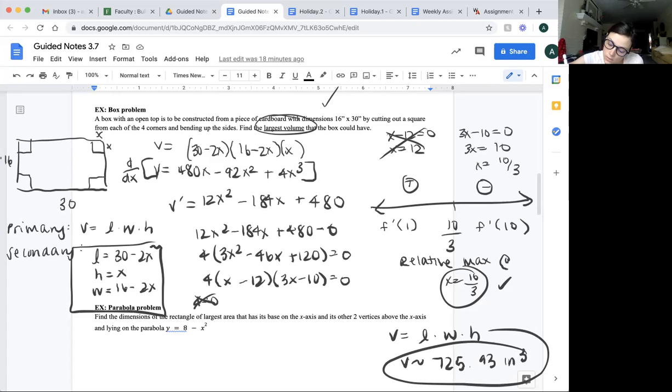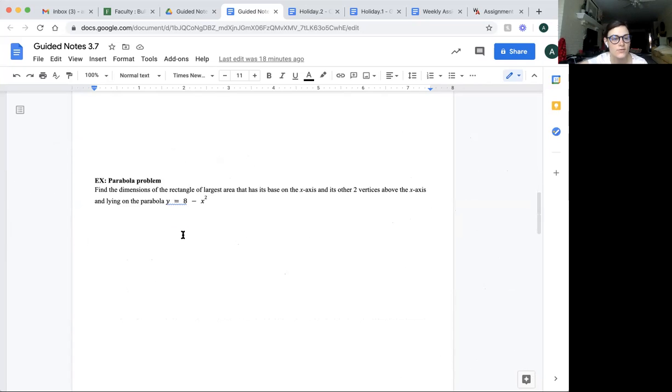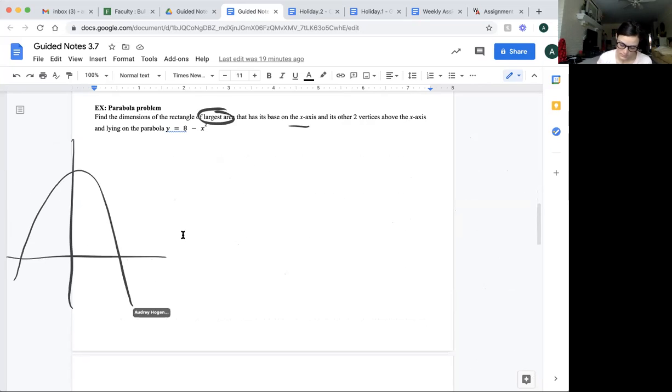Okay. So I'm going to clear this, and then I'm going to have you try the parabola problem. I want you guys to try this one on your own. It's a little bit tricky, but again, draw your picture. Actually, I'll help you draw the picture. Find the dimensions of a rectangle, largest area, that has its base on the x-axis and the other two vertices above the x-axis, and lying on the parabola y equals 8 minus x squared. So my parabola is going to look like this, 8 minus x squared.